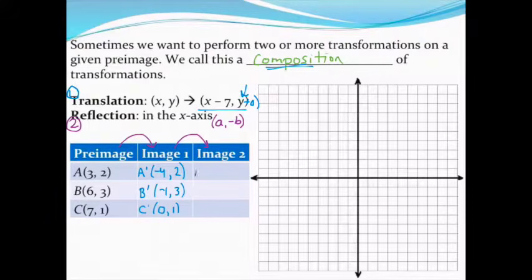So anyway, for image 2, I'm now going to call this a double prime because it's my second image. And again, I'm using the coordinates from the previous image, not the original coordinates. So my rule is to keep the first coordinate the same and change the sign of the second. So a double prime should end up at -4, -2 once I reflect it. And in a moment we'll graph it to see that this indeed is where it's supposed to be. It looks like it's reflected over the x-axis. B double prime should be located at -1, and then I'll change the sign of my second coordinate, so -3. And finally, C double prime should be located at 0, -1.